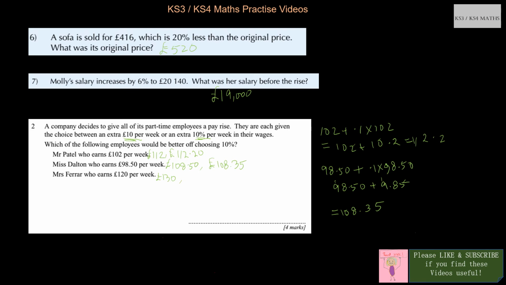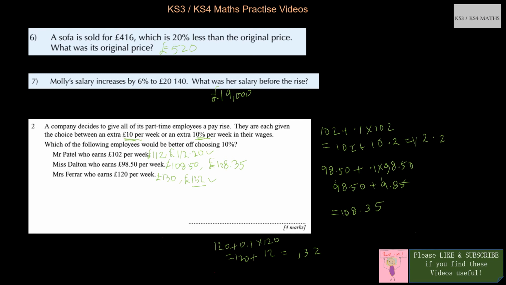The next one is 120. So if they have 120, it would be 120 plus 0.1 times 120 equals 120 plus 12 equals 132. So it's definitely better off.